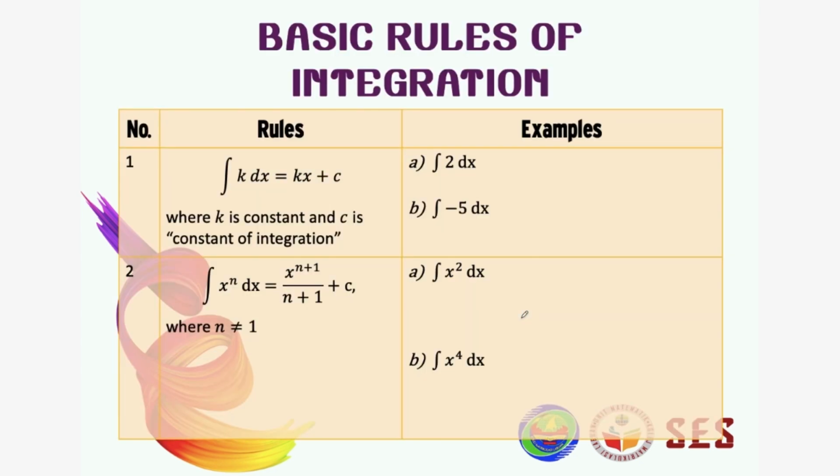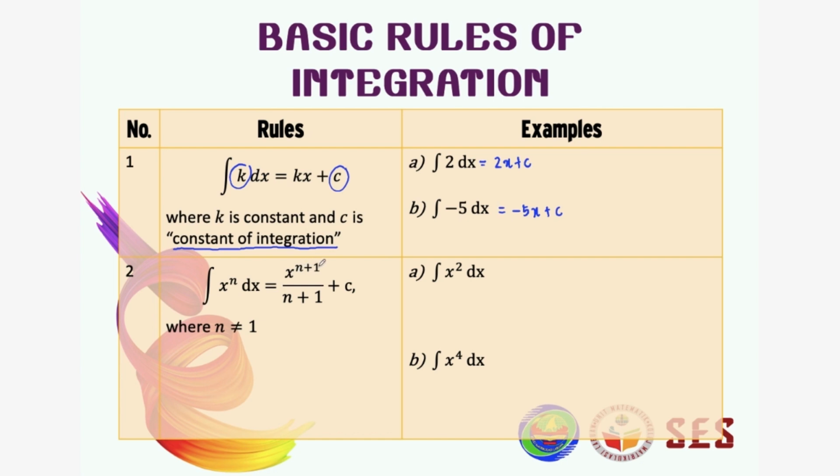Okay? Now, let's go through 4 basic rules of integration. So, the first one is when we integrate a constant k dx, we will get kx plus c, where c in this case is the constant of integration. Okay? So, let's try some examples. We integrate 2 dx, we will get 2x plus c, and when we integrate negative 5 dx, we should get negative 5x plus c.